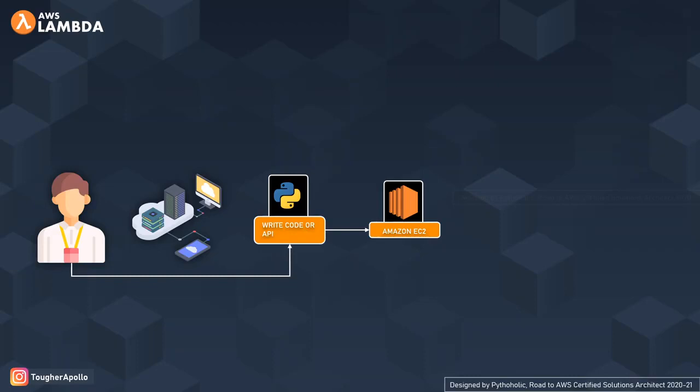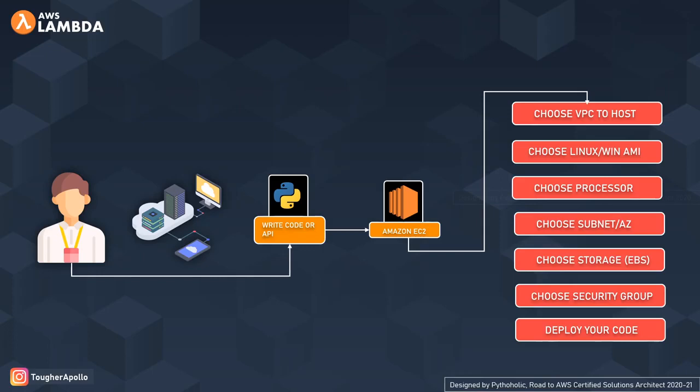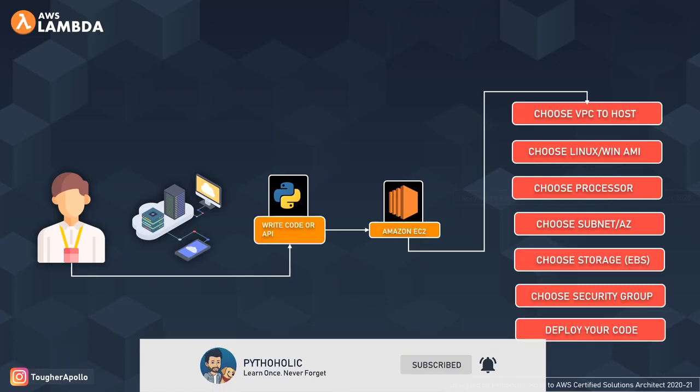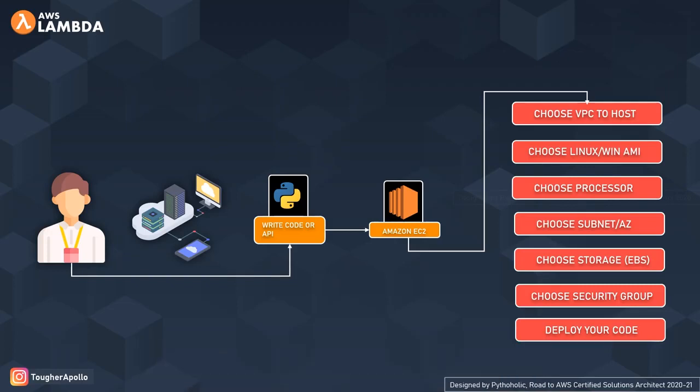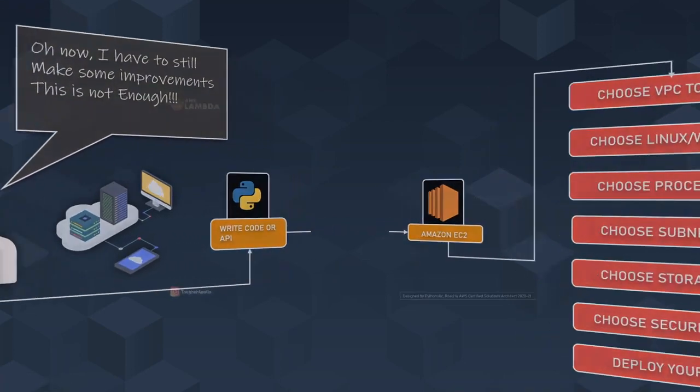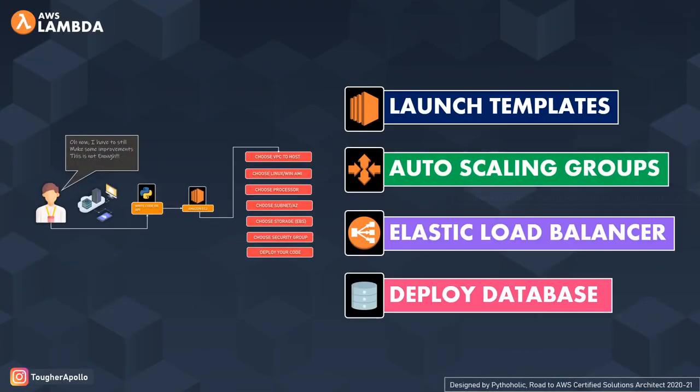And to host it on EC2, you had to go through these steps. So you had to choose the VPC, then you had to choose the AMI for the purpose, choose the right processing unit, choose subnets to maintain high availability, then choose the storage, and then attach the security group, and ultimately you had to deploy the code that you have. Then you took a pause and you realized that you still have a lot to do. So you went ahead and created the launch templates. You then created the auto scaling groups. Then for the load balancers, you created the ALB, and then for the storage, you created the deployment for the database. And finally, you succeeded in creating the deployment.